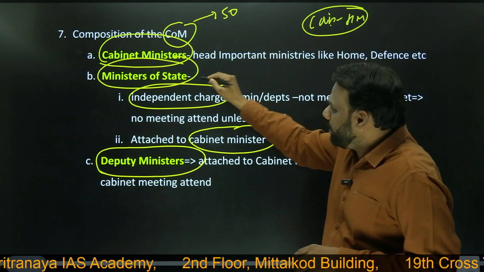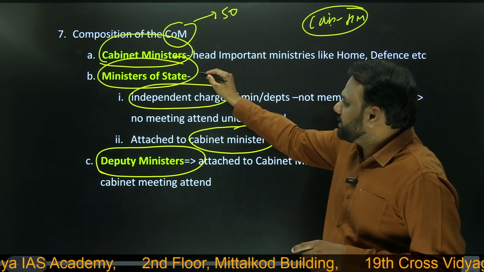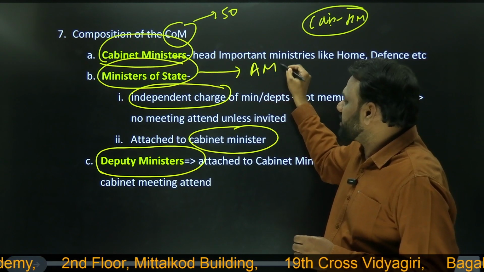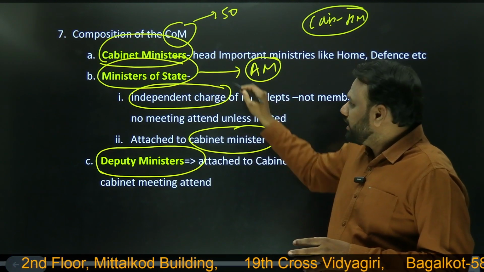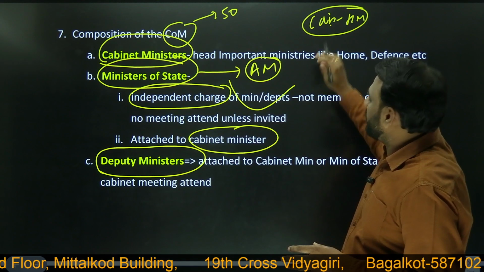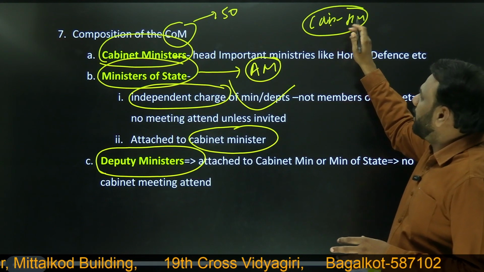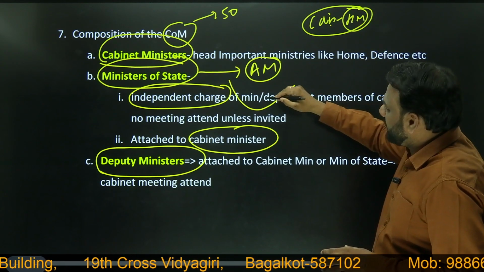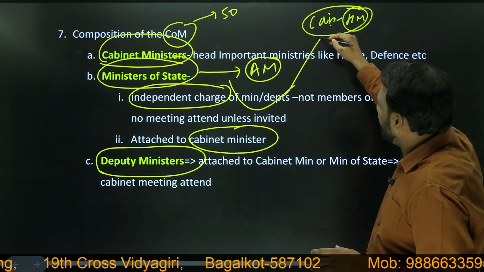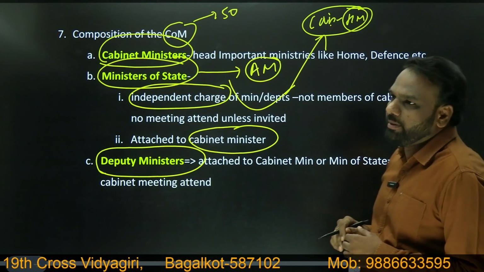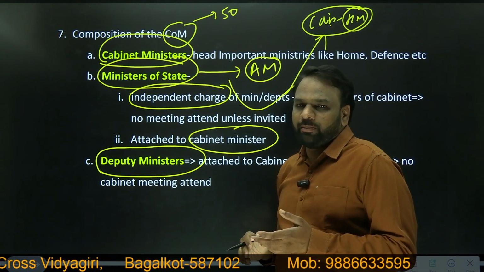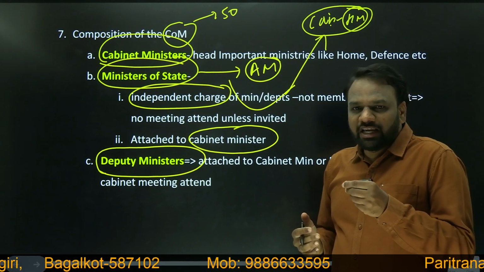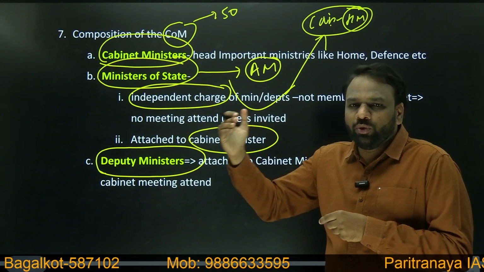When it comes to a minister of state, they may be given independent charge. For example, they may be given the agriculture minister's responsibility completely, or they may be attached to, for example, a cabinet minister who will be holding the responsibility of the home ministry. So a minister of state can be attached to a cabinet minister. It means a minister of state is slightly inferior in position compared to a cabinet minister.